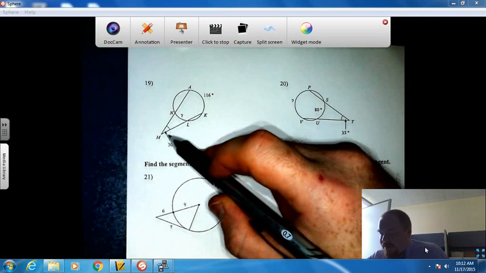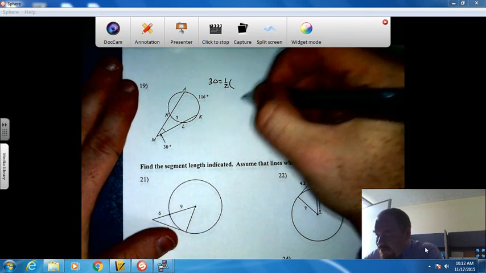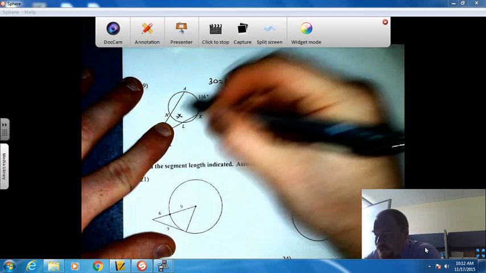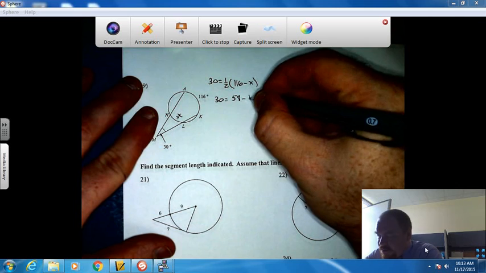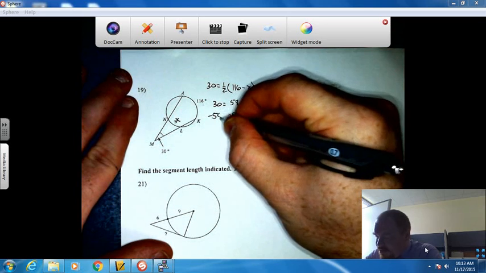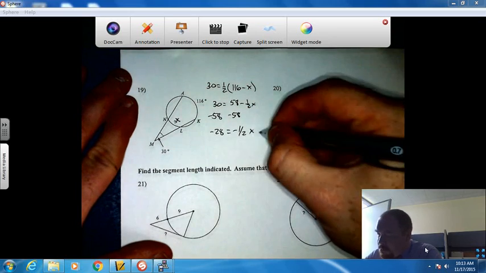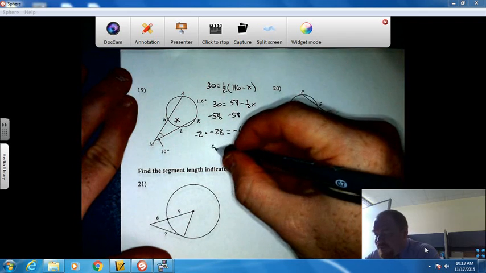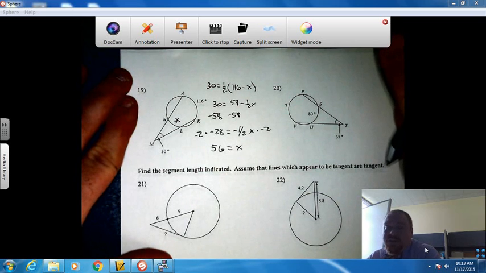Okay, here I got the angle outside the circle. So I know the angle is equal to 1/2 the difference of the two arcs. So 1/2 times 116 minus what I'm going to call x. So distribute that in. That gives me 58 minus 1/2 x. Subtract 58. I get negative 28 equals negative 1/2 x. Multiply by negative 2. I get 56 is the measure of that arc.